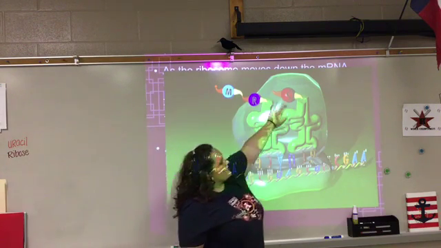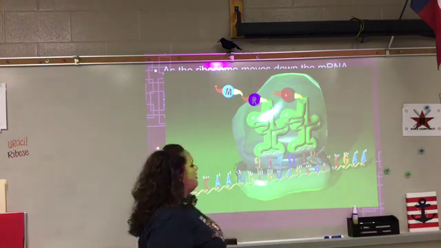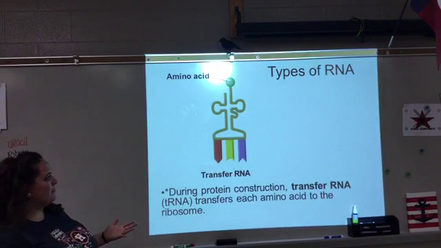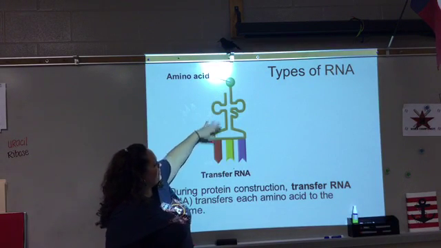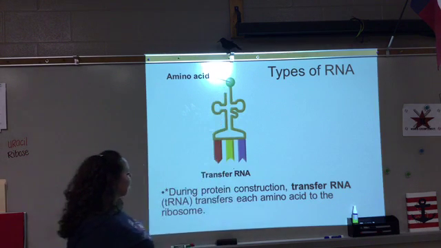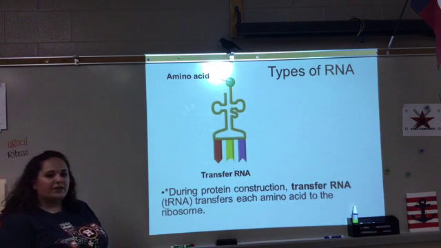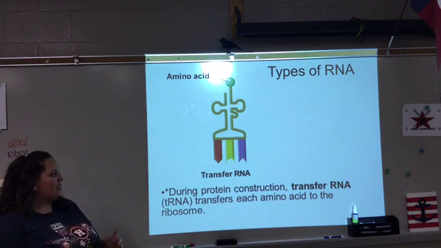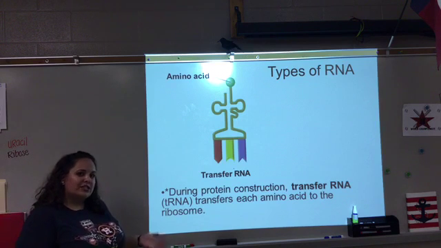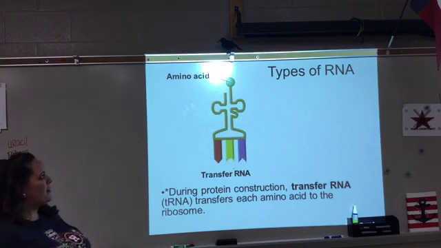It's going to hold an amino acid on one end, and it's going to hold what's called an anticodon on the other end. So here's that same picture. Imagine the clover, here's your anticodon, and here's your amino acid up at the top. During protein construction, the transfer RNA or the tRNA will actually transfer the amino acids to the ribosome. So you can think of transfer RNA as being a taxi that's moving the amino acid molecules.